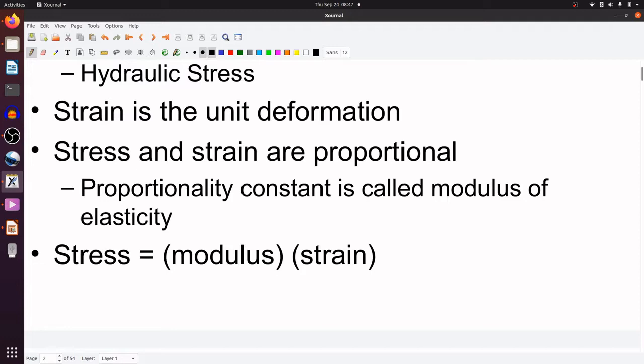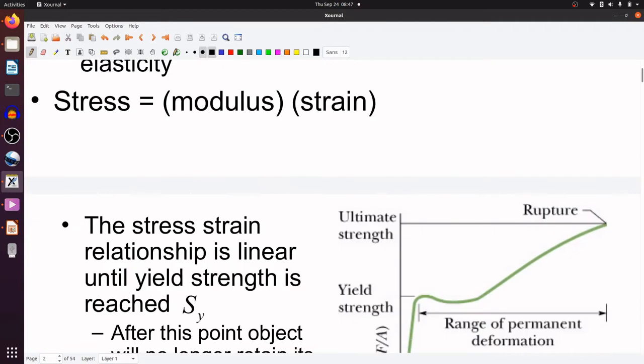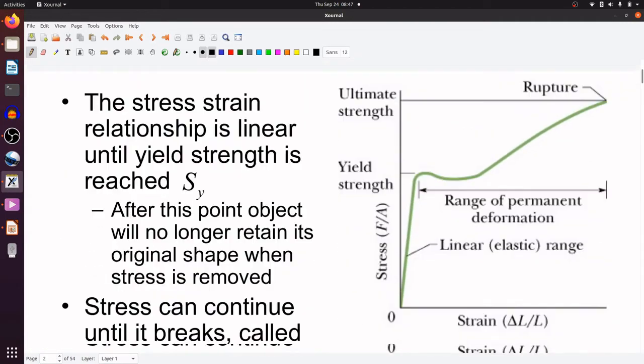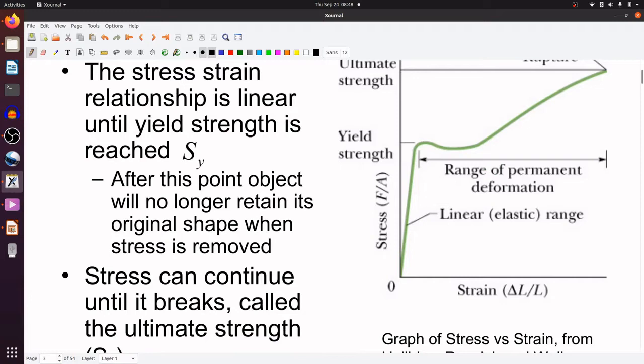And so stress, and I'll go over this in a little more detail in a couple slides, is the modulus times the strain. And I'll give you a formula for that, well, I guess 2 slides from now. But first, we have to talk about a stress versus strain curve. The stress versus strain relationship is linear until it reaches a certain point that I called, based off of this, because your book doesn't delve into this too much, but I feel like it's important.